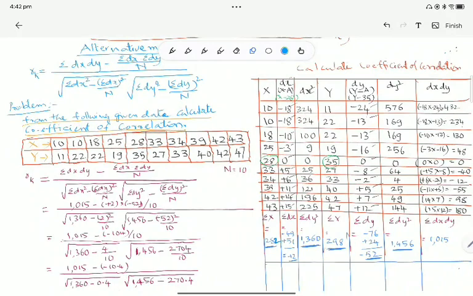Plus 5 into minus 8 is equal to minus 40, and plus 6 into minus 2 is equal to minus 12, minus 11 into plus 5 is equal to minus 55, plus 14 into 7 is equal to 98, plus 15 into 12 is equal to 180.